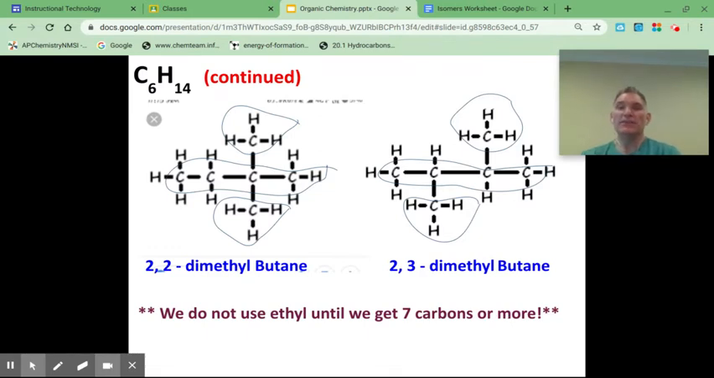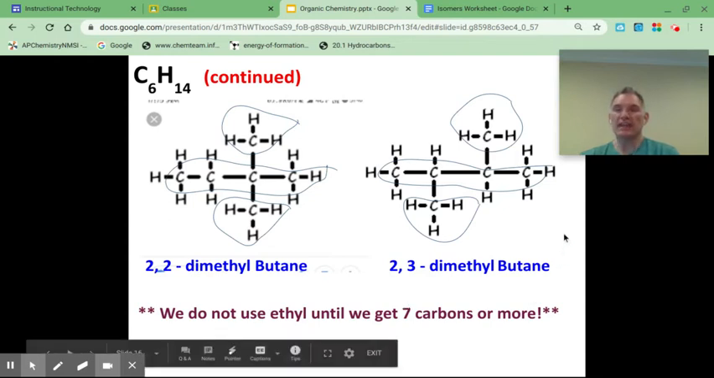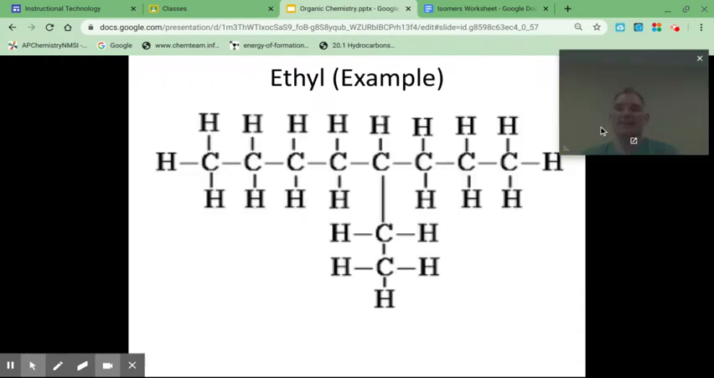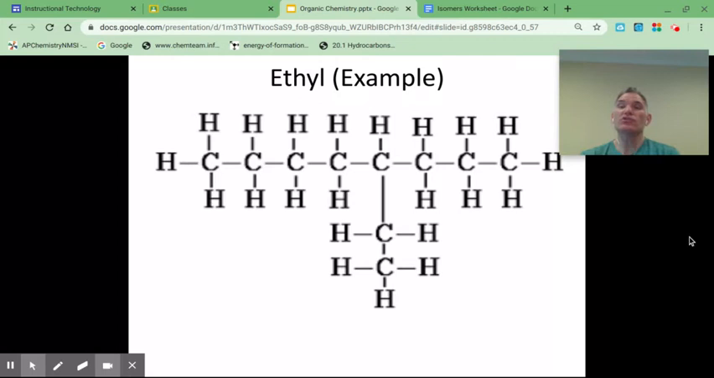Now, rather than going through every possible isomer, and if we had a lab, I would have you do one of the big ones, and you could build it or draw it for yourself. I'm just going to show you what an ethyl would look like. All right? So here I have an ethyl example. Now notice, how do I know this is an ethyl example? Remember what ethyl actually is. Ethyl, we said earlier, was C2H5. Has to be somewhere in the middle. So notice it's right here, C2H5.